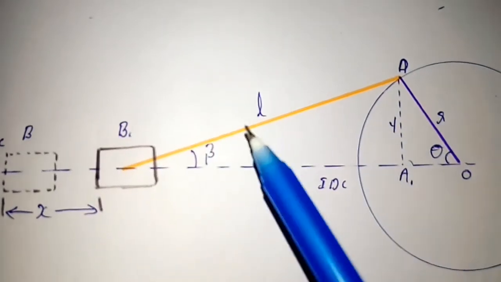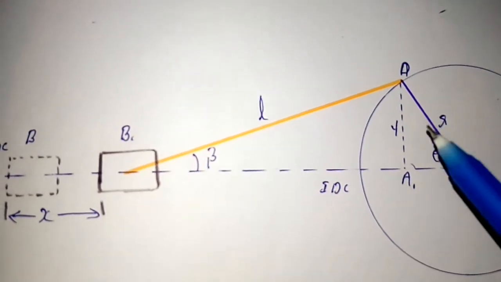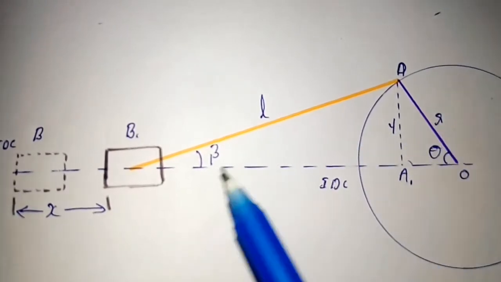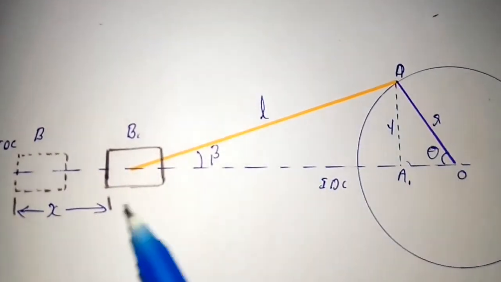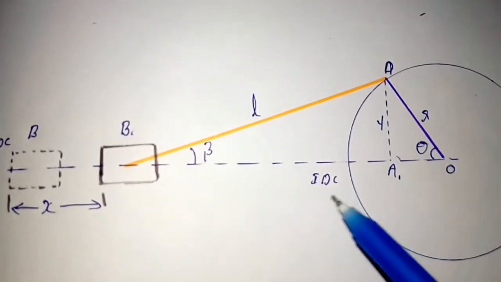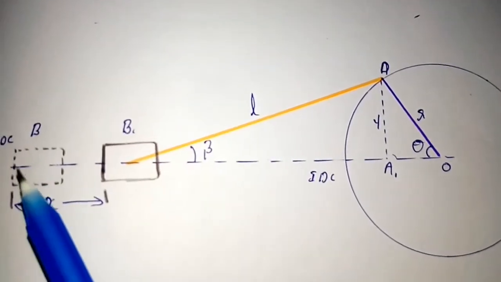And this is the crank, and the length of the connecting rod is represented as L, and the radius of the crank is R. And here you can see the crank is represented by OA, and BA is the connecting rod, and you can see that this is the inner dead center and this is the outer dead center, and this is the TDC of the cylinder.